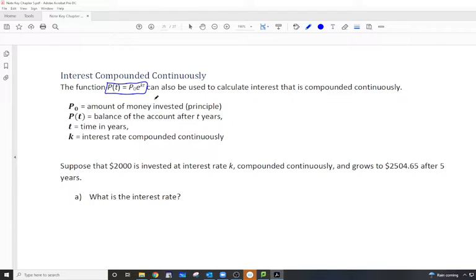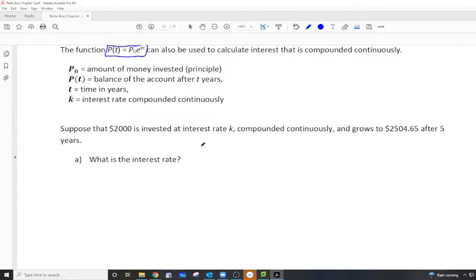Same growth function. But this time we're going to define P of t as the amount of money in your account after t years, P naught being your initial amount invested or your principal amount, k being your interest rate that you're compounding continuously at, and t being again time in years.